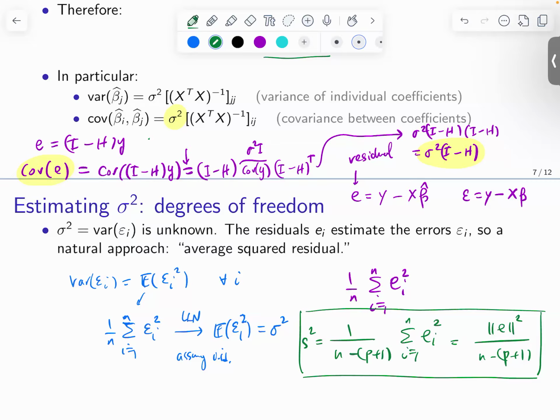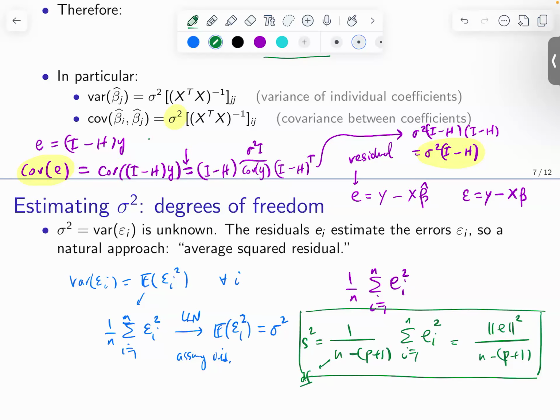I just want to point out that looking at the covariance gives you a hint. The sigma squared (I minus H) tells you that the coordinates are not uncorrelated, so they can't be independent. So we're not really taking the average of n independent things. The actual number of independent coordinates is the dimension of the space on which they live. This is sometimes called the degrees of freedom.